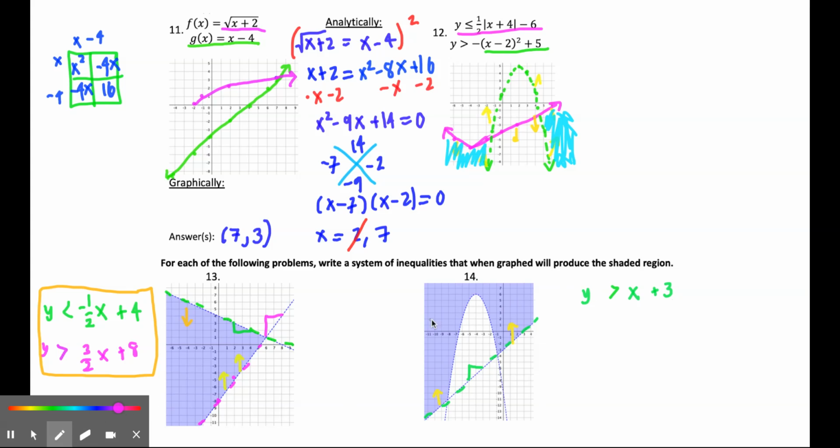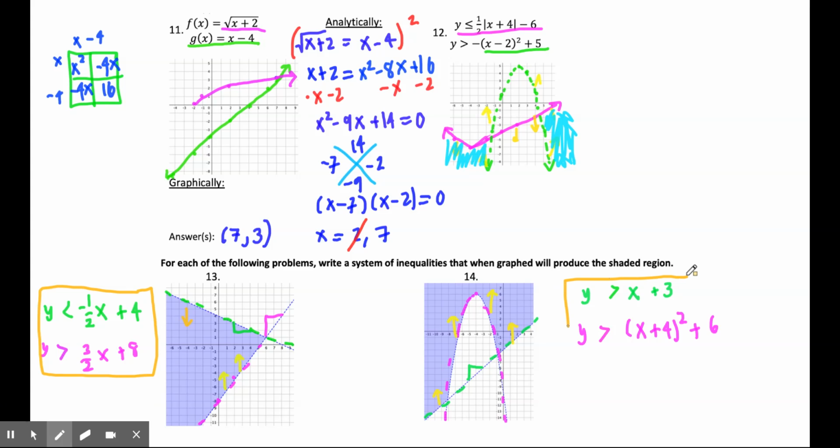And then here, for the parabola, it's dotted and has a vertex of (-4, 6). So it's x plus 4 squared plus 6. And then it's shaded above the parabola and dotted, so greater than. And that's your system.